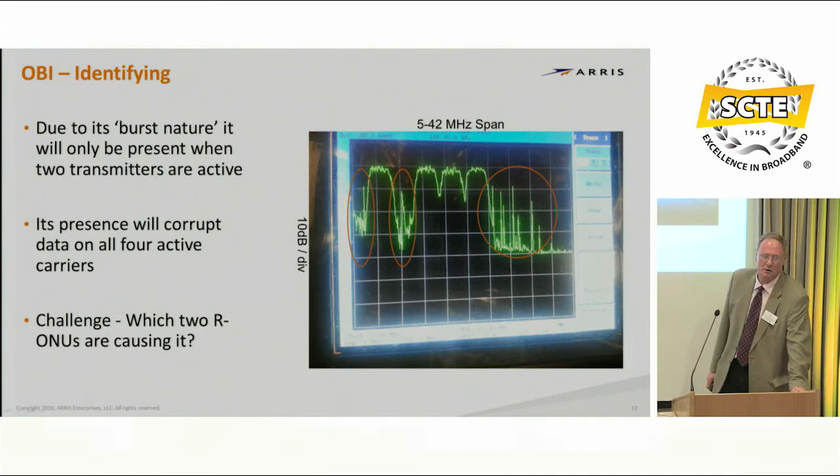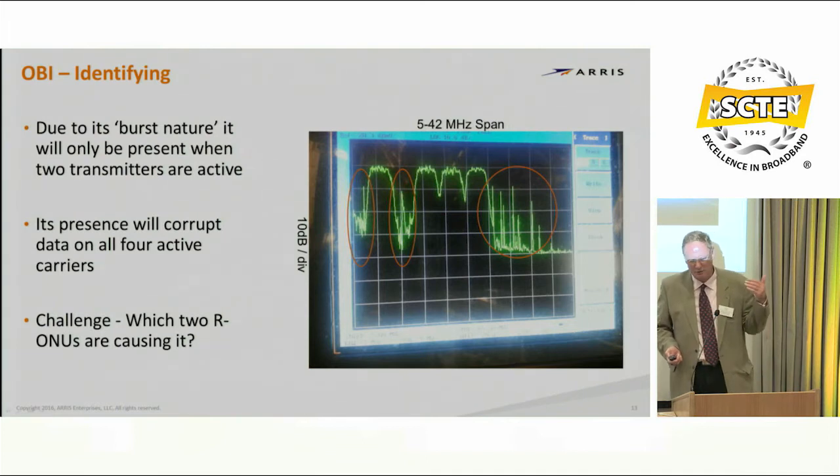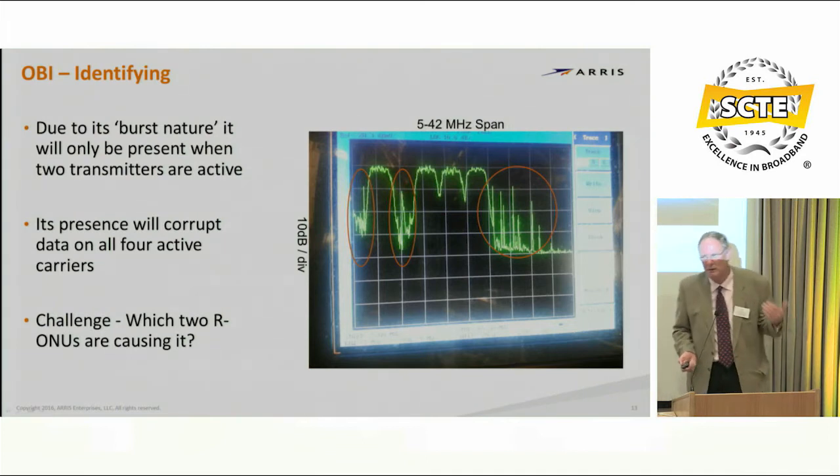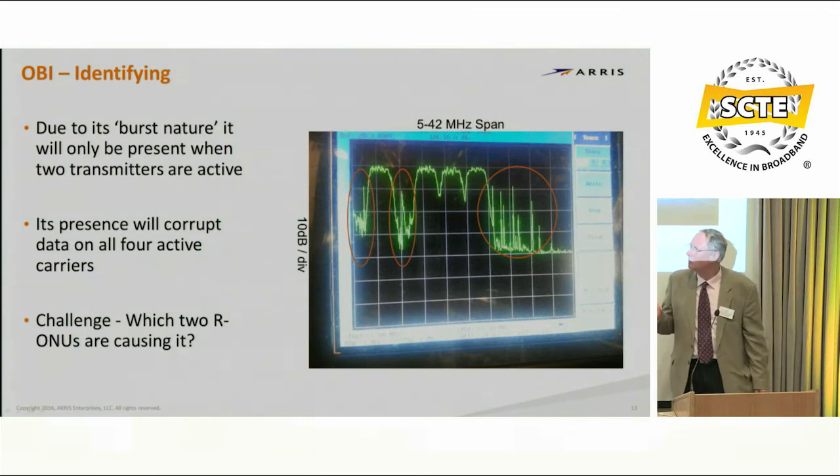So it's almost impossible to identify the return transmitters that are causing the problem, which makes it an interesting challenge in a network because as you add data capacity to your network and you add customers to your network, this starts to increase, and it impacts your data throughput quite significantly.